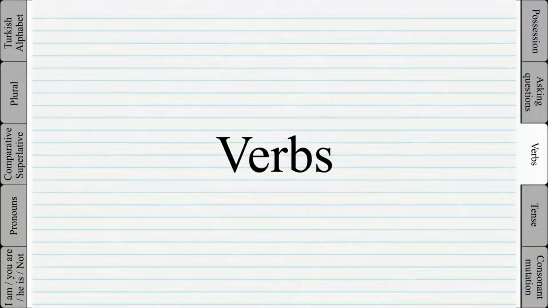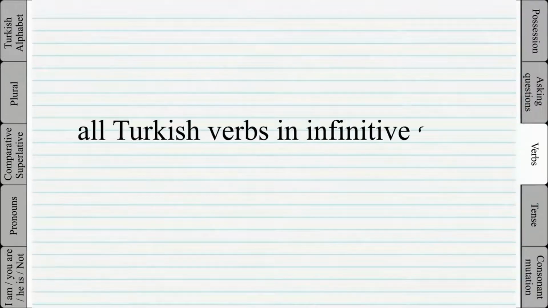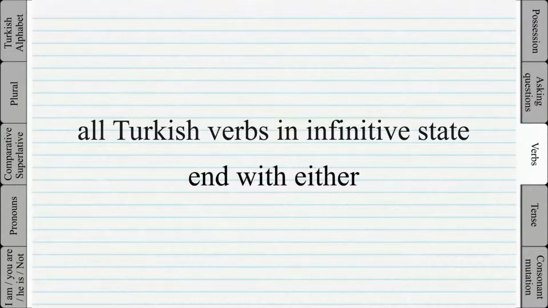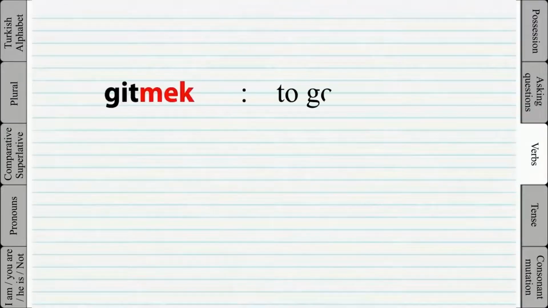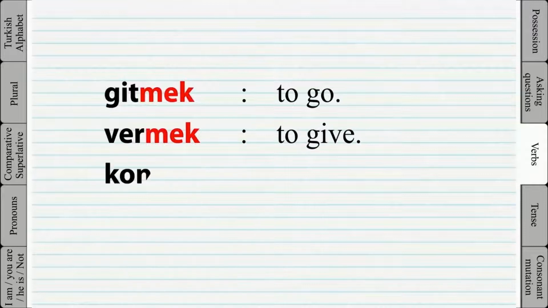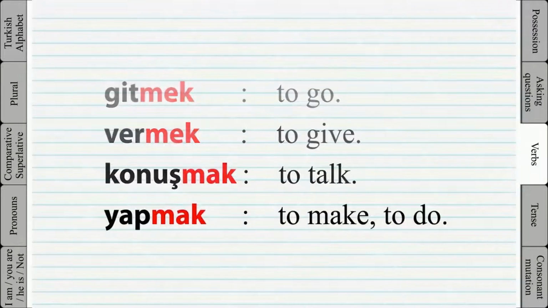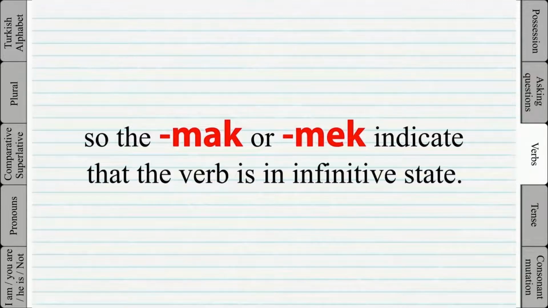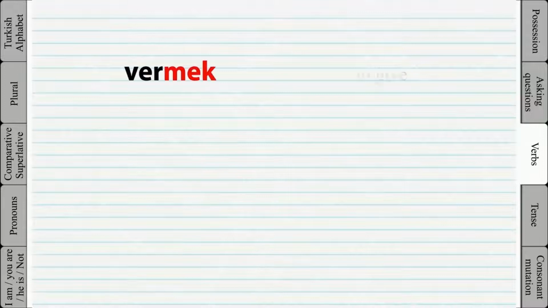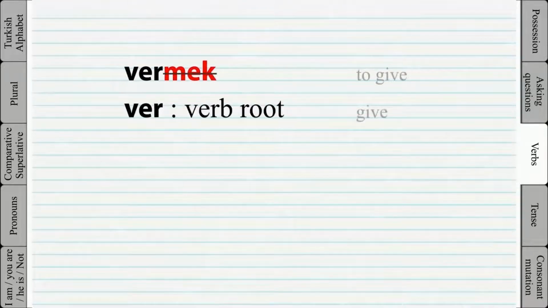Verbs. All Turkish verbs in infinitive state end with either mak or mek. For example, gitmek, vermek, konuşmak, yapmak. So the mek or mak indicates that the verb is in infinitive state. To get the root of a verb, just remove the mak or mek at the end of the verb.